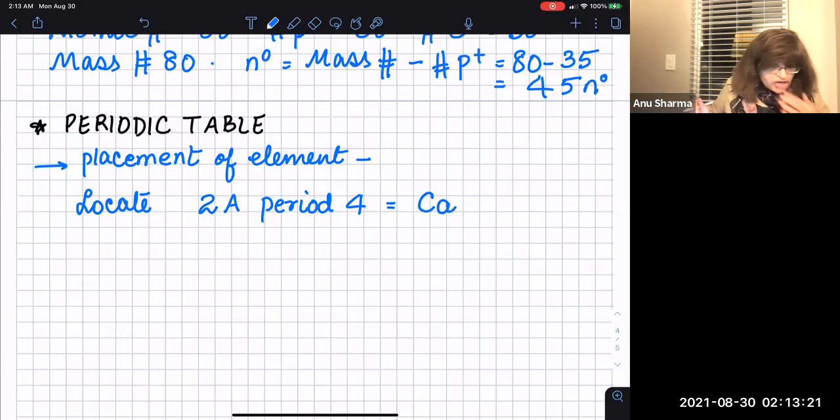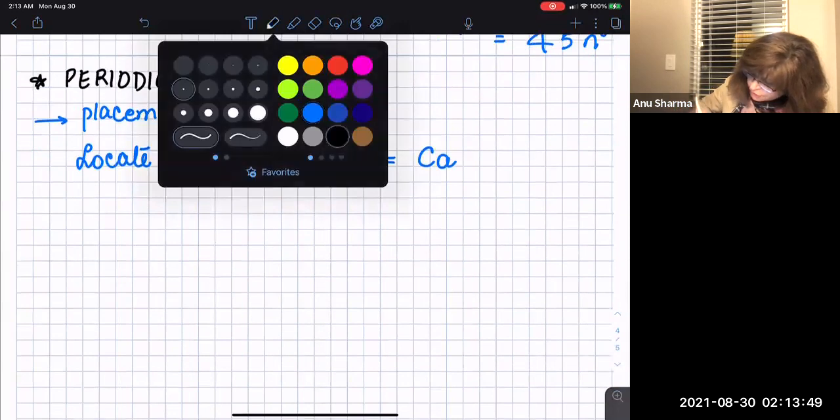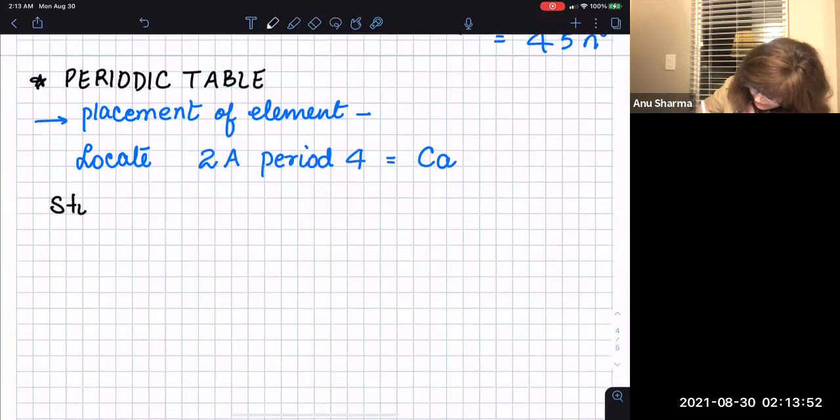Okay, now let's see if we have anything from the book, some examples, identifying these elements as metals, non-metals, and metalloids. So let's look at study check. Here is 4.2. Study check.